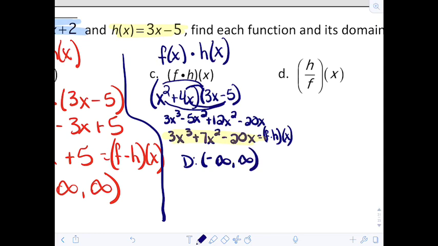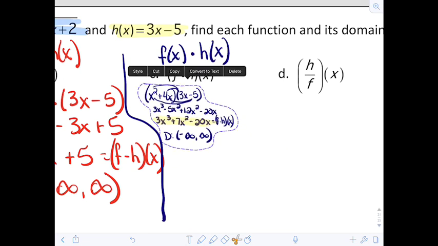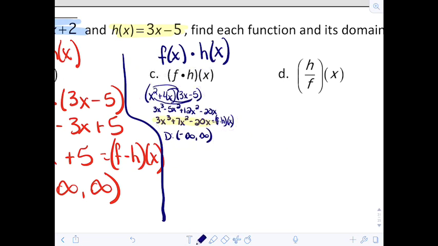Okay, now we're going to look at D, and I'm going to just cut this down a little bit and give myself some more room. I tend to take up a little more than I have space for.